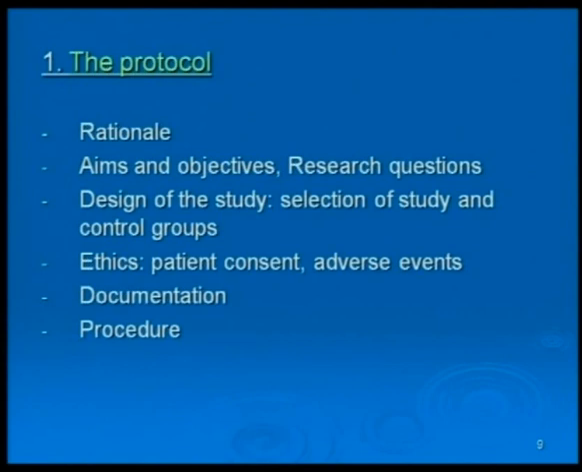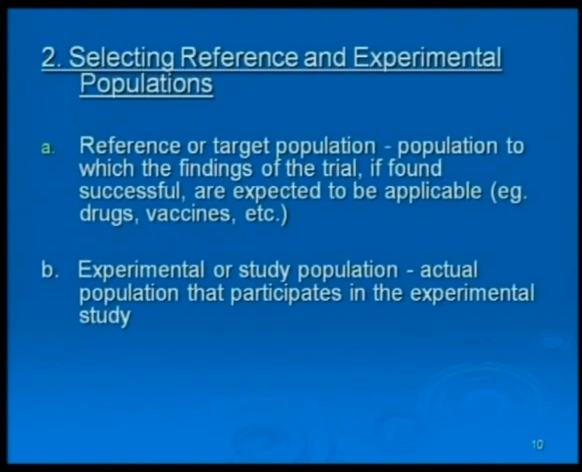So in the protocol I have to mention the rationale behind the study, why I am conducting that RCT, what my aims and objectives are, and what the research question or hypothesis is, like the null hypothesis that we put in any research. Then we have to describe the design of the study, how you are going to select the study and the control group. That means you have to mention the inclusion and exclusion criteria. Then you have to take ethical permission, then patient consent, and you have to explain the adverse events to the patient as well. Then document it, and then go for the procedure. So in the protocol, you have to mention everything about this: your research hypothesis, the inclusion and exclusion criteria in detail, ethics, documentation, and your procedure.